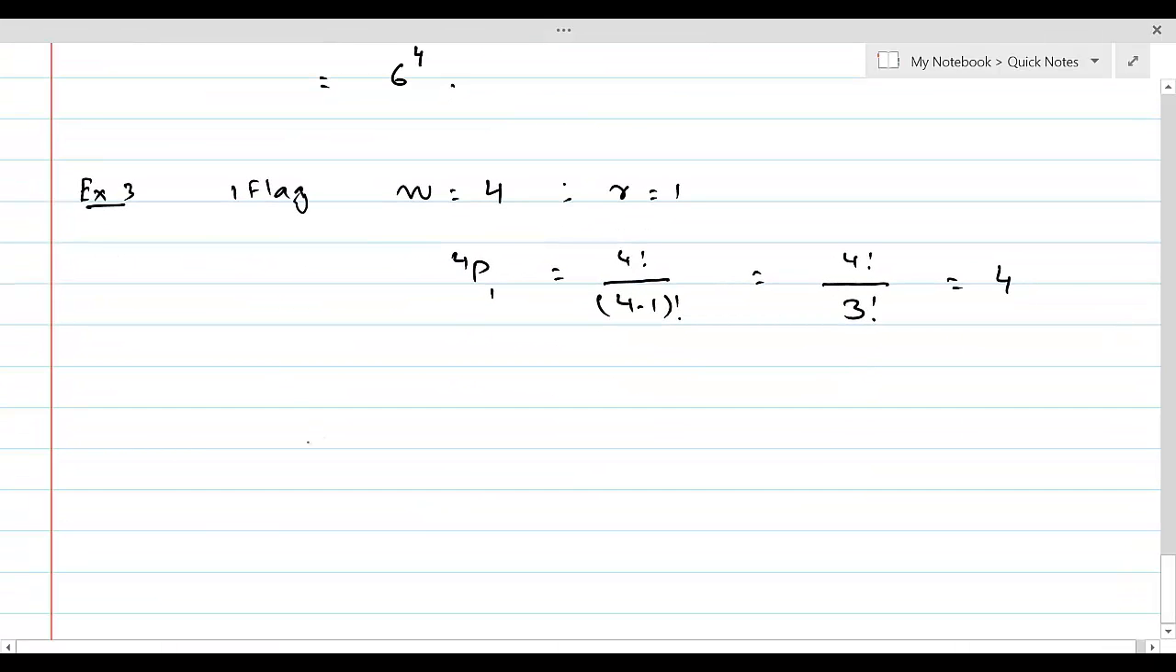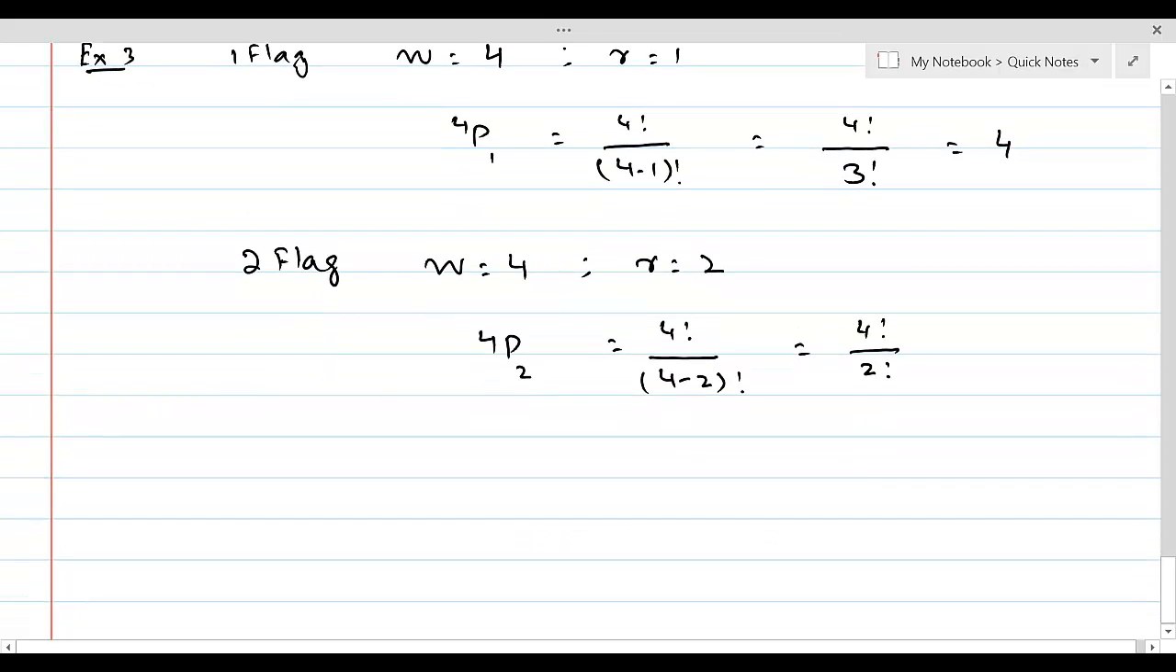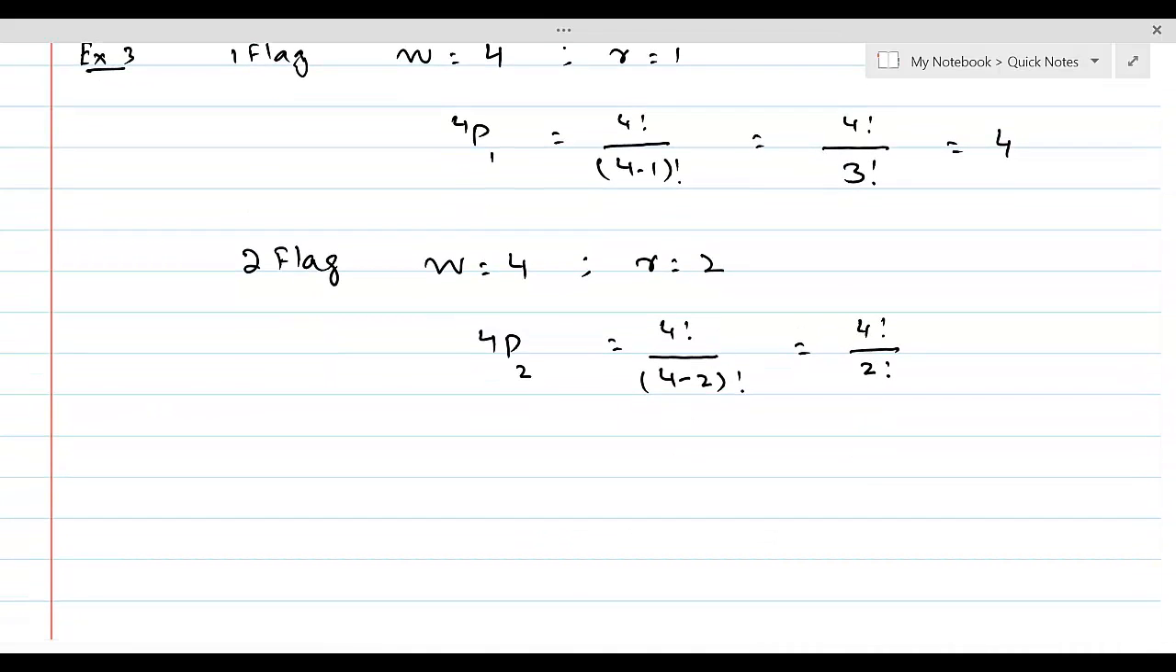If we use two flags, then N obviously is equal to 4, but R in this case is equal to 2. Therefore 4P2 is equal to 4 factorial divided by 4 minus 2 factorial. So this is equal to 4 factorial over 2 factorial. If we simplify this, it is equal to 12.